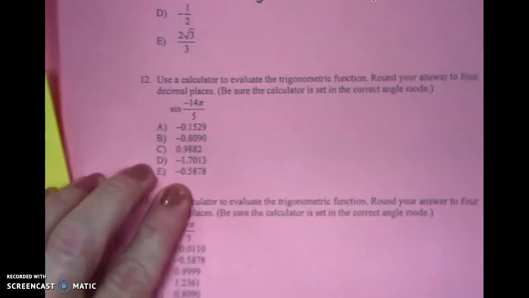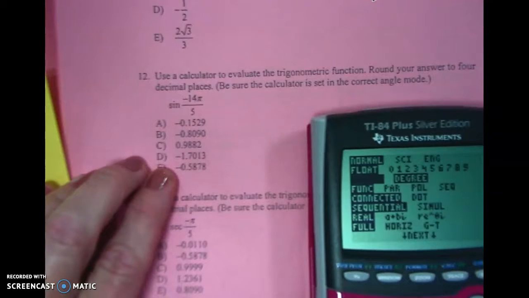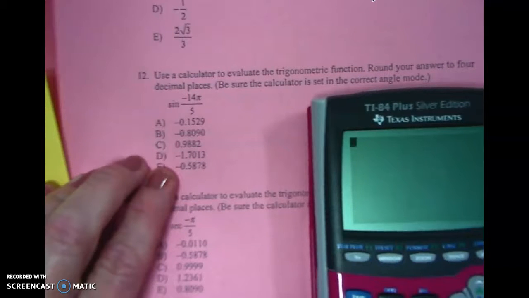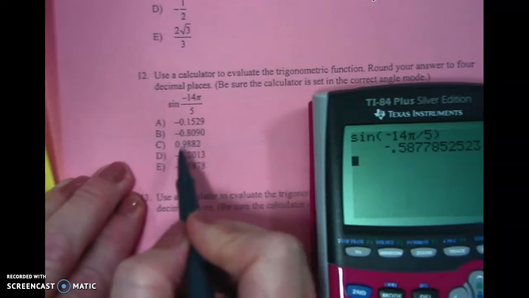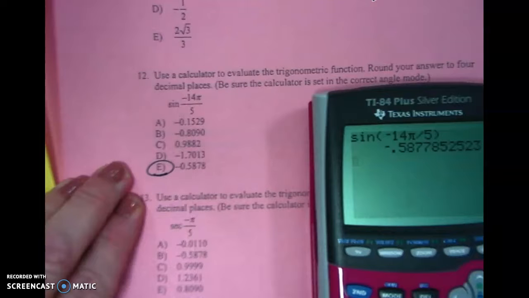Using a calculator, now make sure you're in the right mode. Remember when we have pi, we are in radian mode. So the sine of negative 14 pi divided by 5. And that is negative 0.5878.